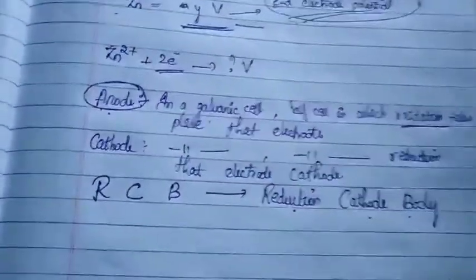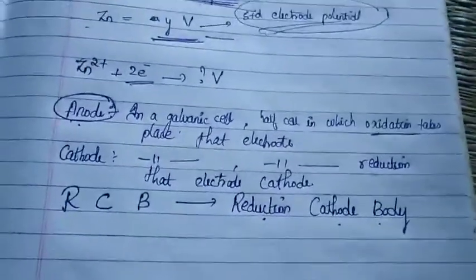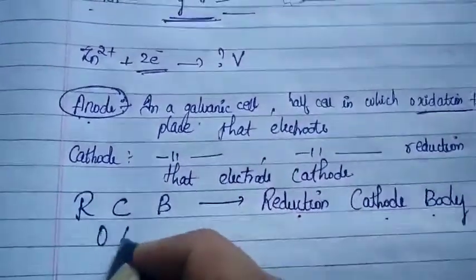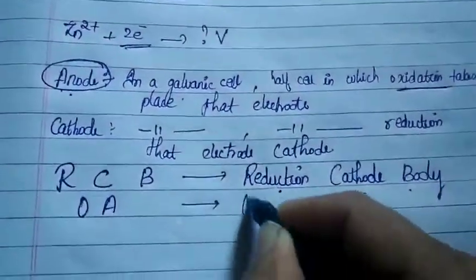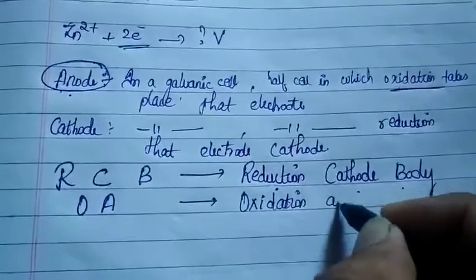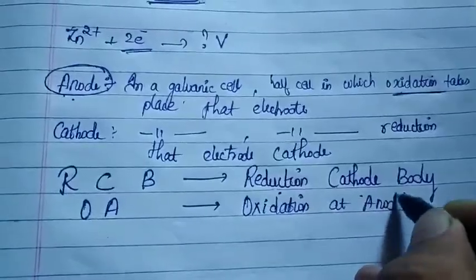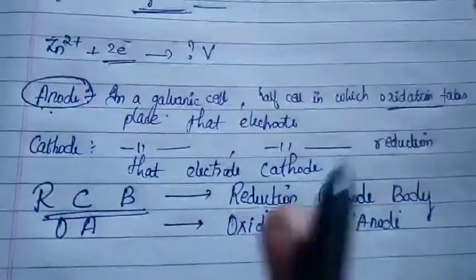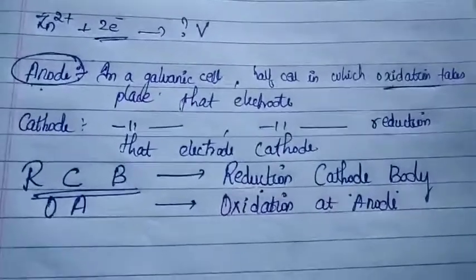Similarly, how will you call someone who is familiar to OA? We call someone OA. Come here. So OA, that means what? Oxidation at anode. It's not easy, so remember any one of them. RCB, I think it's common for everyone, you can remember it: reduction at cathode body. What do we say?